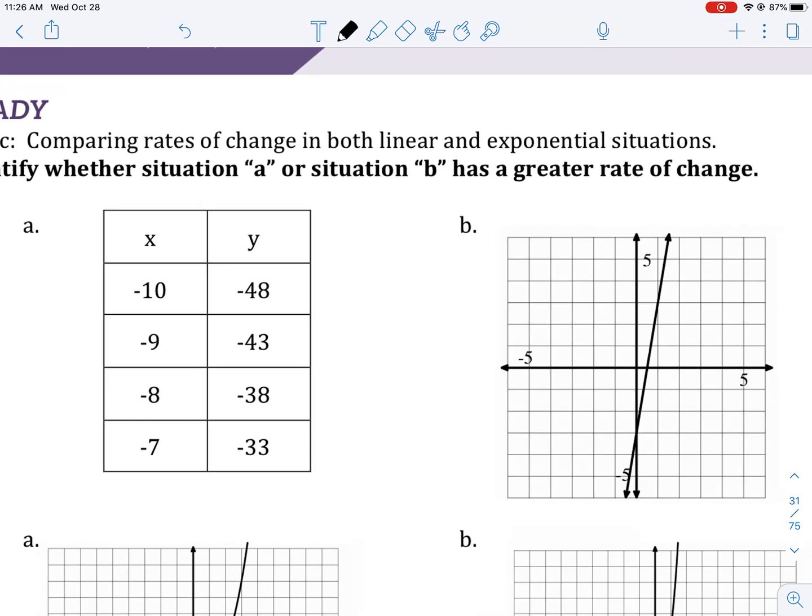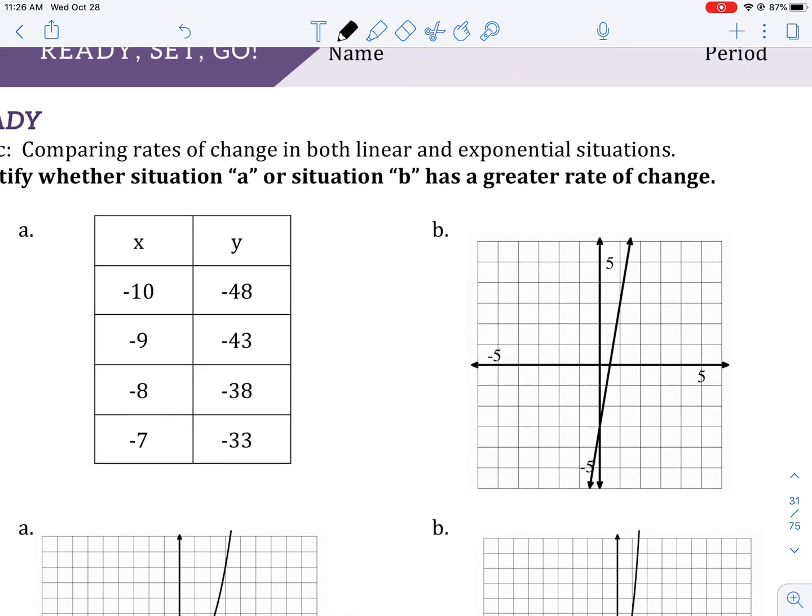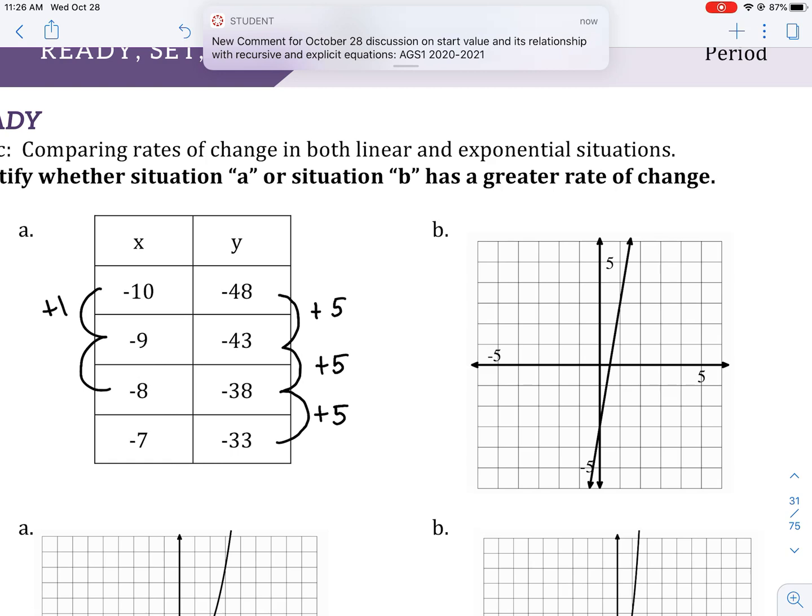So when we look, we're looking at those top two. So how do we get from negative 48 to negative 43? We add 5. How do we get from negative 43 to negative 38? We still add 5. Negative 38 to negative 33, we still add 5. On the other side, negative 10 to negative 9, we add 1. Negative 9 to negative 8, we add 1. Negative 8 to negative 7, we add 1.